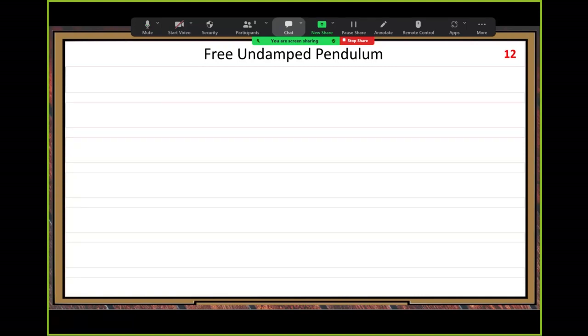All right, the free undamped pendulum. Because for homework assignment number 2, we have a question on this pendulum. I only have 3 minutes, so let's just look at the differential equation of this pendulum. In physics, you learn this kind of figure. I remember I learned it in physics in junior high.